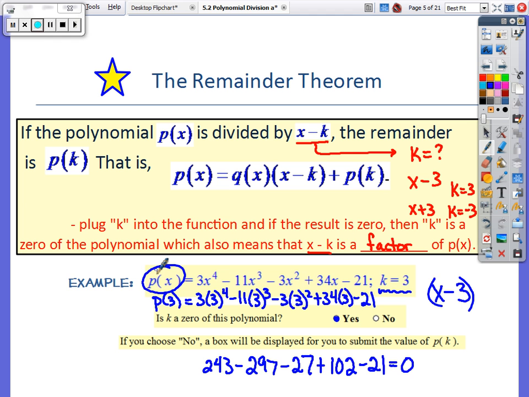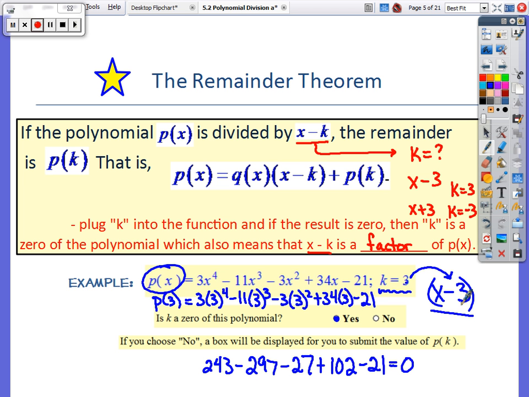How do I know that? Because this is where the 3 came from. This is the polynomial it came from. And when I plugged in 3, here's your remainder theorem. The remainder is 0. And when the remainder is 0, whatever you divided by or whatever you're trying to figure out is considered a factor. So x minus 3 is a factor.